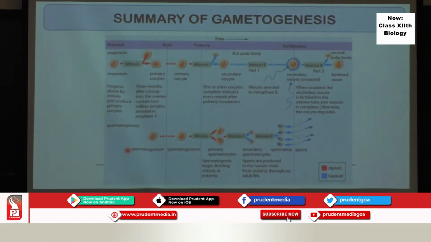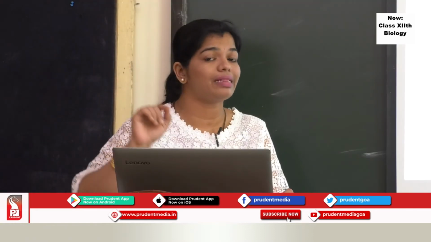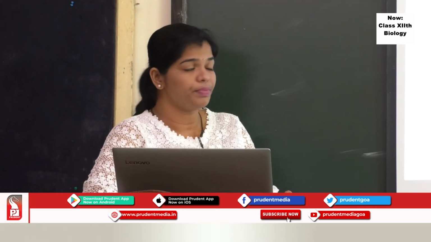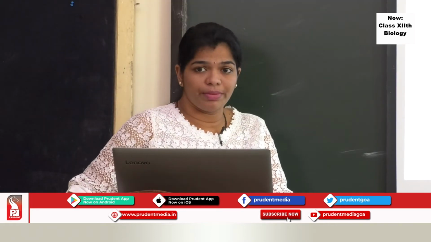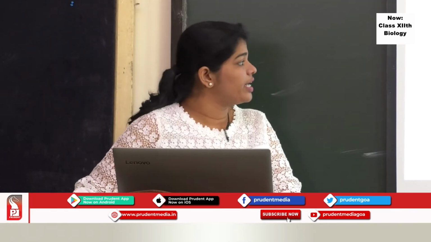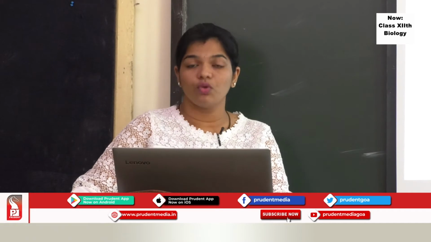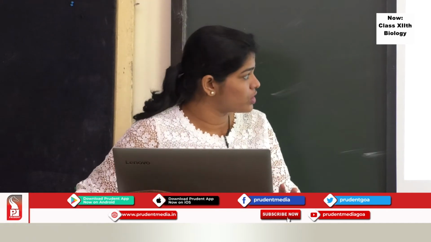So you have the spermatogonium cells, which are derived from the germ cells, the germinal epithelium of the seminiferous tubule. Now this spermatogonium will undergo mitosis, increase in number, and form something called primary spermatocytes. During puberty, these primary spermatocytes will undergo meiosis 1 to form secondary spermatocytes.